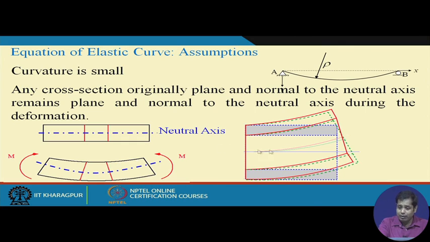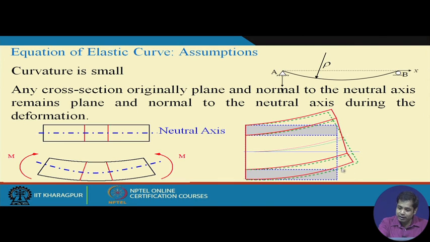Another implication of this assumption: suppose this is a beam subjected to some load and it bends like this. Here two deformed configurations are shown. One is the bold red line and another one is the dotted green line. The bold red line is probably the actual deformation that the beam may undergo, but this blue dotted line is the cross section which is normal to the neutral axis.